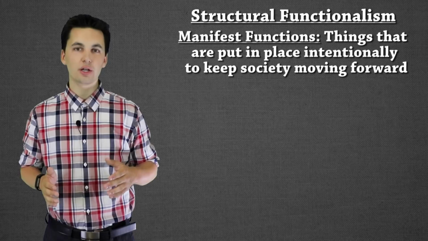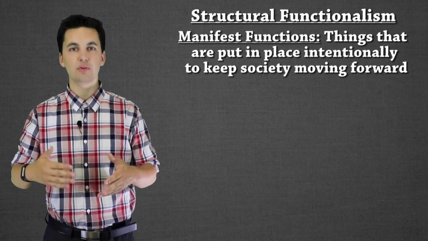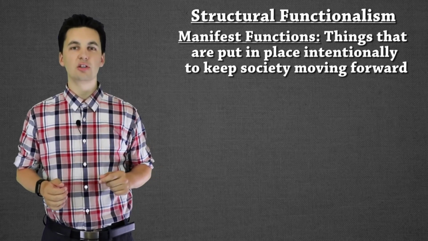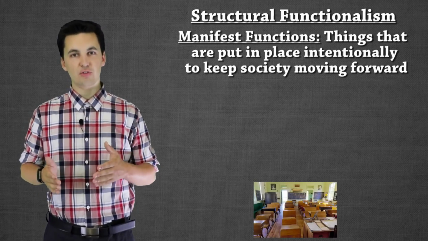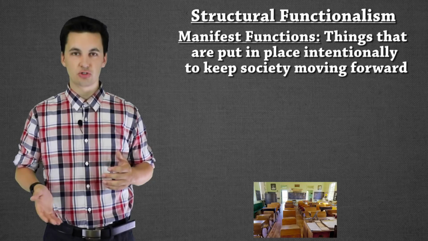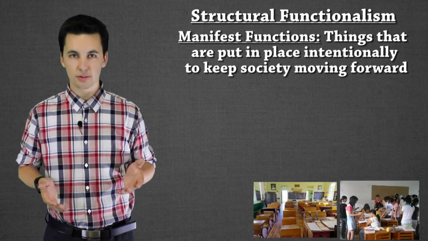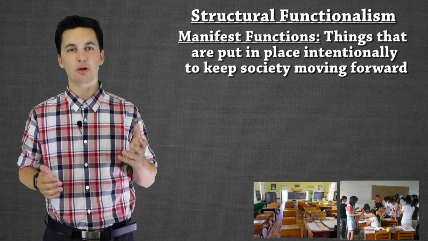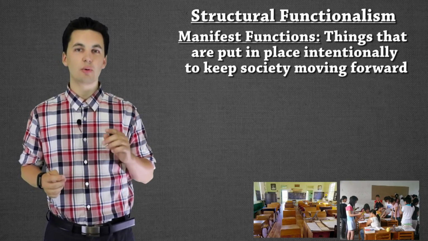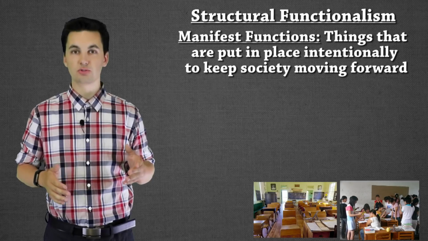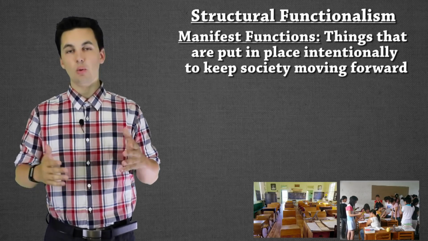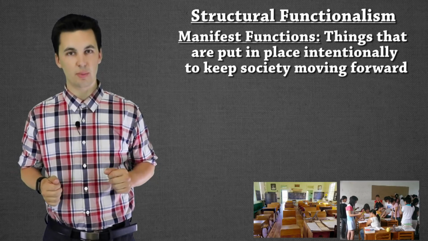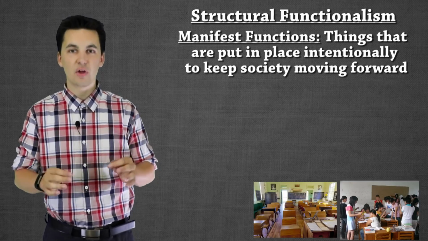Manifest functions are the intended purpose of an institution. It's the original goal for it. So an example of an institution is a school. The manifest function of school is to teach students to prepare them for the real world, to make sure they understand the social norms of society and can operate when they are an adult, or to prepare them for college so that way they can get a job, or a trade school so that they could get a specialized job. Whatever it may be, it's to prepare the students for the future and to be productive members of society. That is the manifest function.